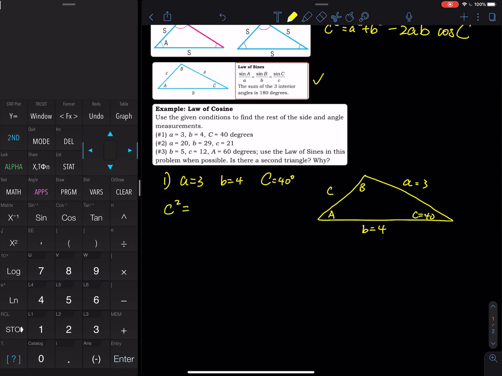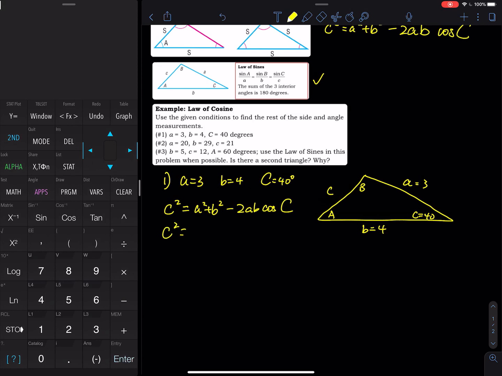So I have A and B in the middle. So I have A squared plus B squared minus 2AB, and then cosine big C. You plug in everything you know. So you know A, you know B, you know big C. You plug in everything you know, and then you can calculate C.